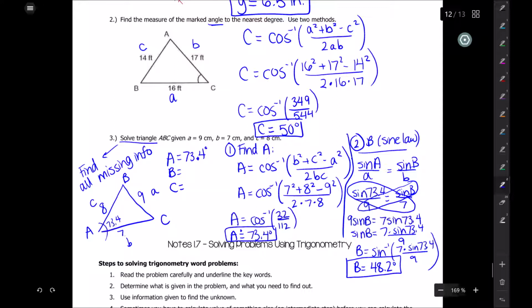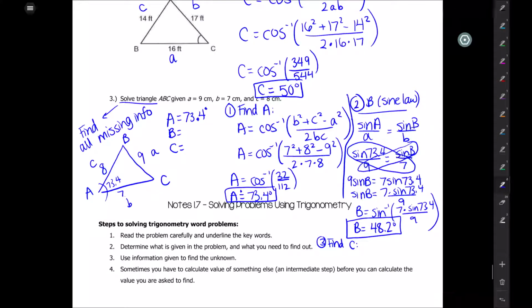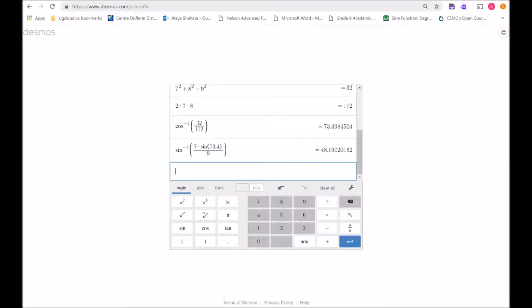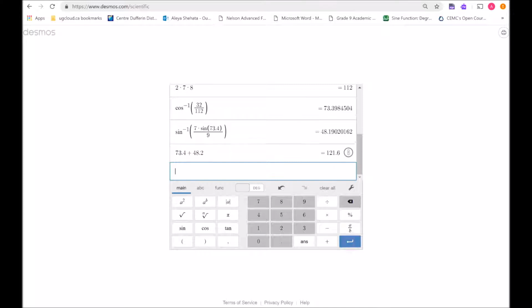And then the last thing we need to do is find C. Sorry, we're going to have to scrunch this in here. But we know that the angles in a triangle will always add up to 180 degrees. So to find C, I would just do 180 minus A plus B together. So 73.4 plus 48.2, I end up getting 121.6, and then 180 minus 121.6, and I get 58.4.